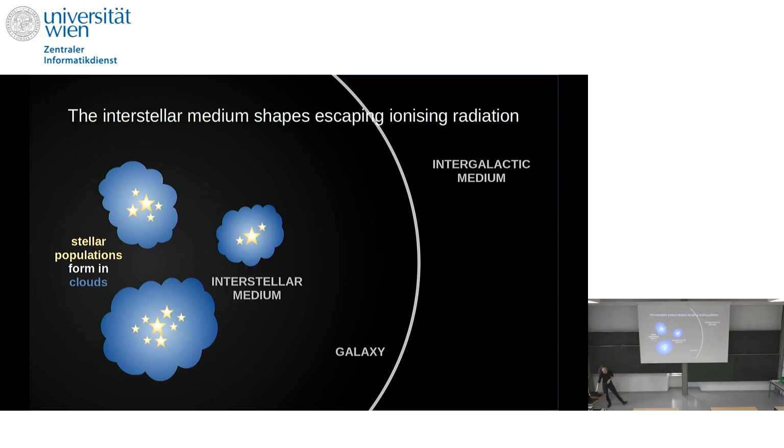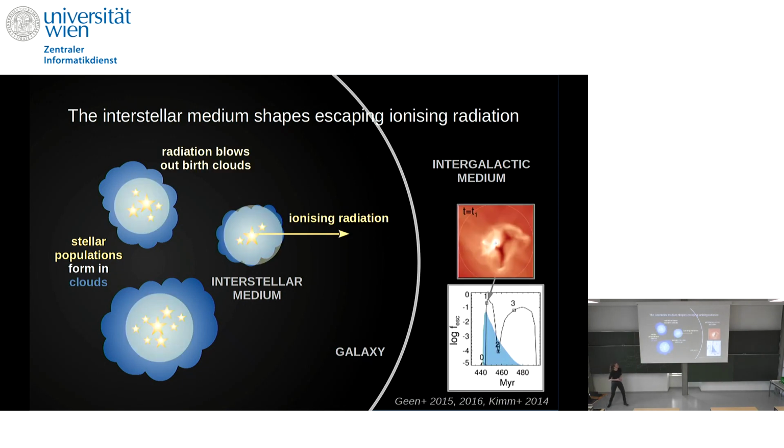Then because you have these massive stars, they emit ionizing radiation. They start ionizing these molecular clouds. And for some molecular clouds, this ionizing radiation is large enough that it can penetrate the cloud, and you have the ionizing radiation from the stellar population actually escaping from this cloud.